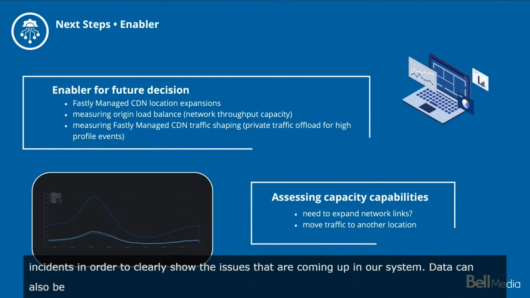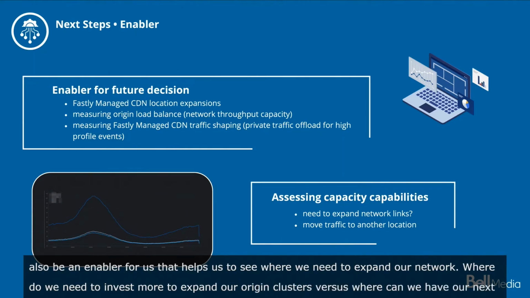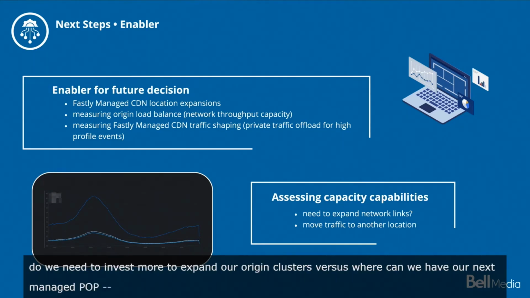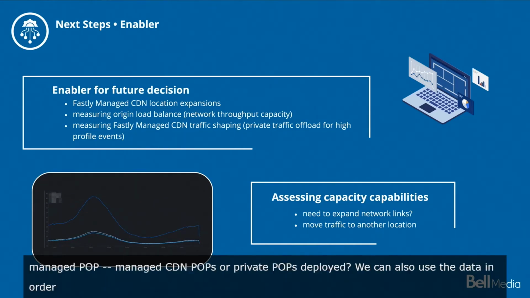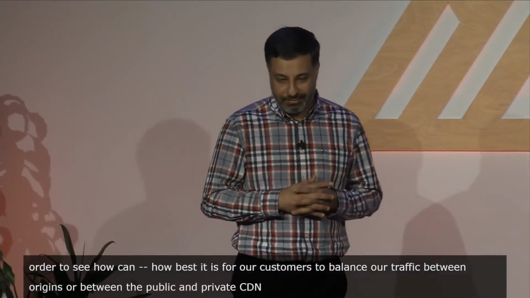Data can also be an enabler for us that helps us to see where we need to expand our network. Where do we need to invest more to expand our origin clusters versus where can we have our next managed CDN POPs or private POPs deployed. We can also use the data to see how best for our customers to balance our traffic between origins or between the public and private CDN.